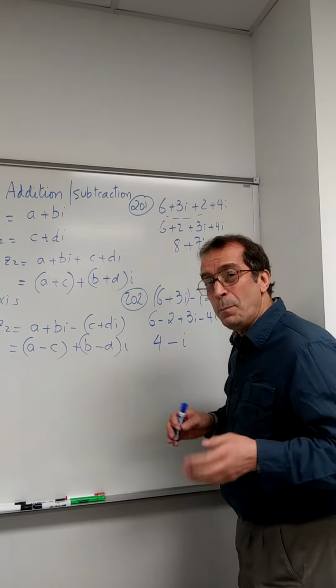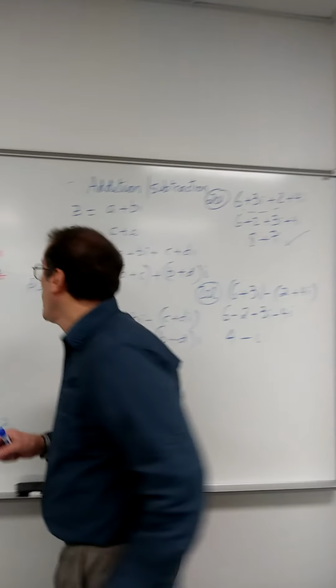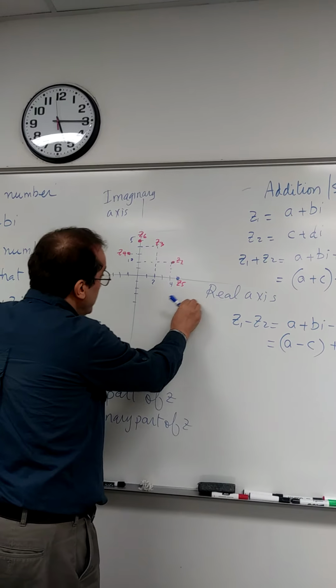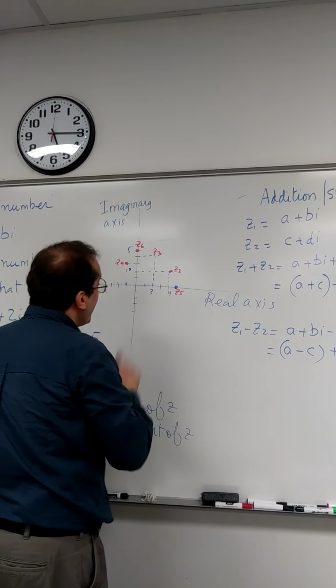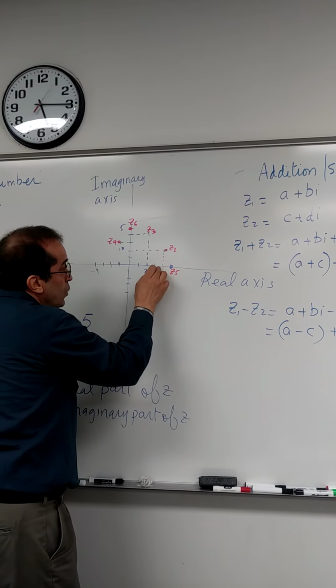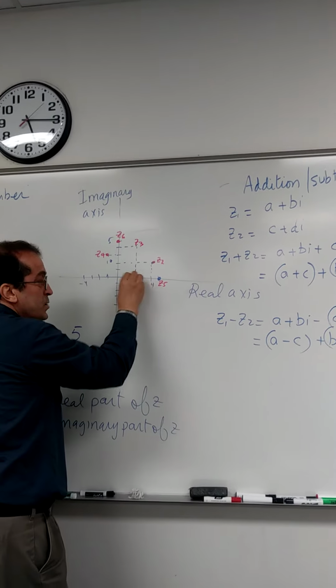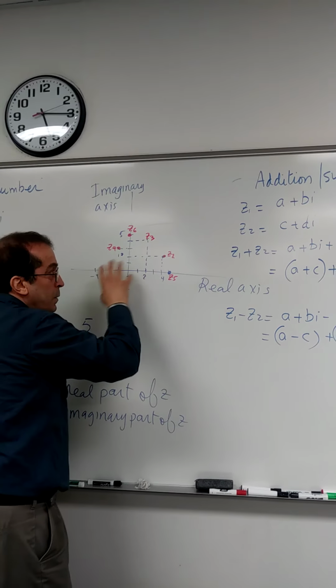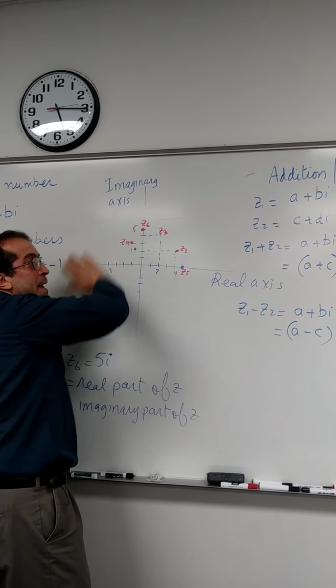When you add complex numbers, you could be adding a complex number here to another one here and then get the result here or anywhere. Not like real numbers. In real numbers, when you add numbers on this line or subtract them, you always get the result on the same line. But with complex numbers, when you add or subtract or multiply or divide, your result can be anywhere.